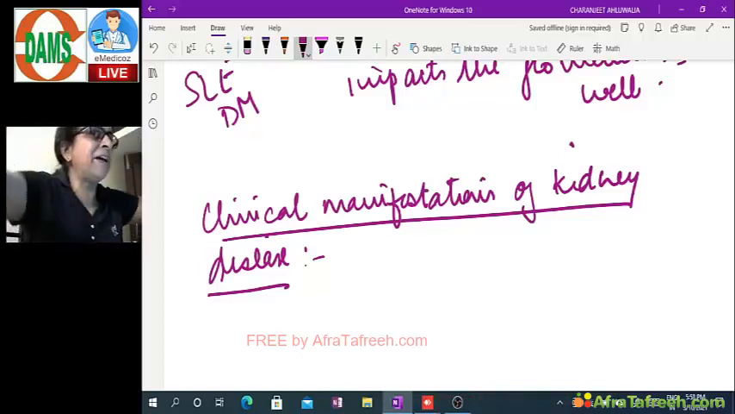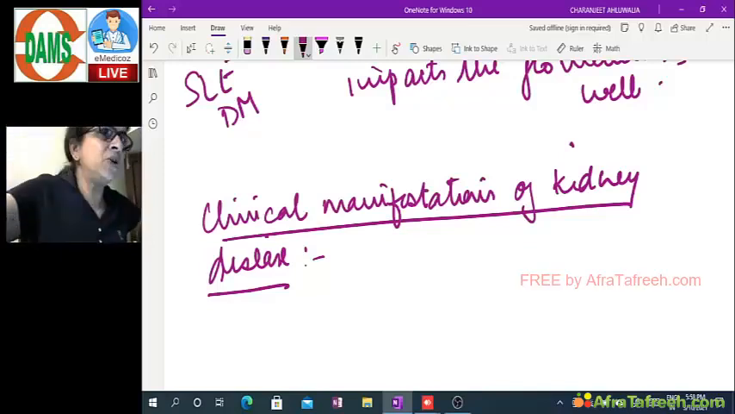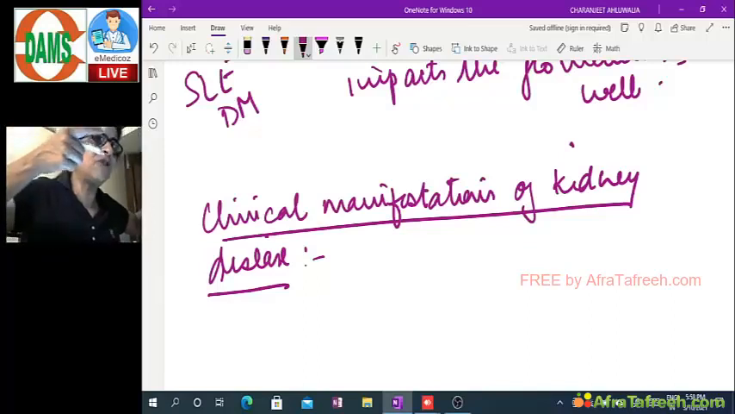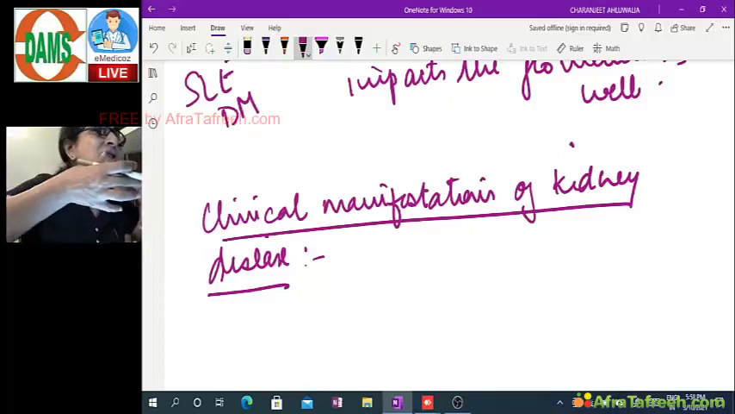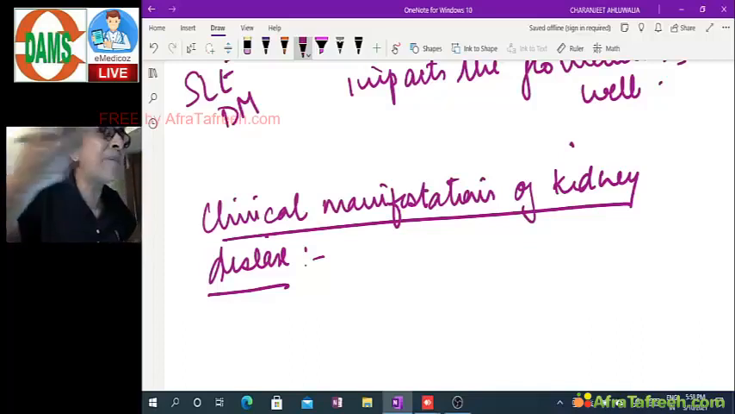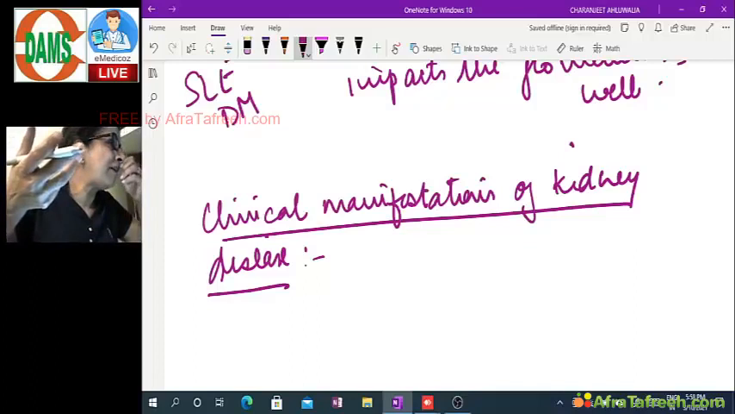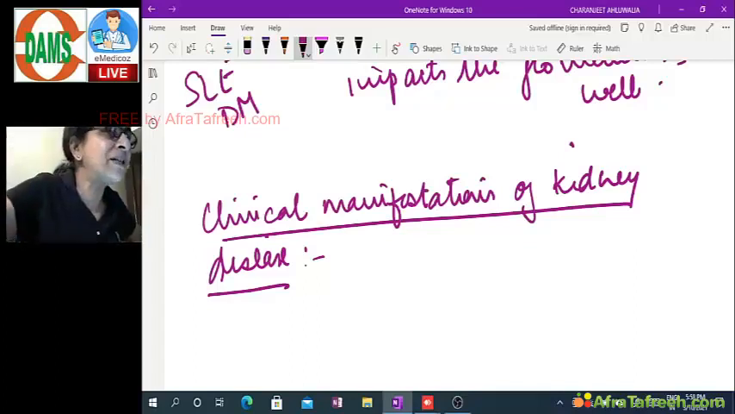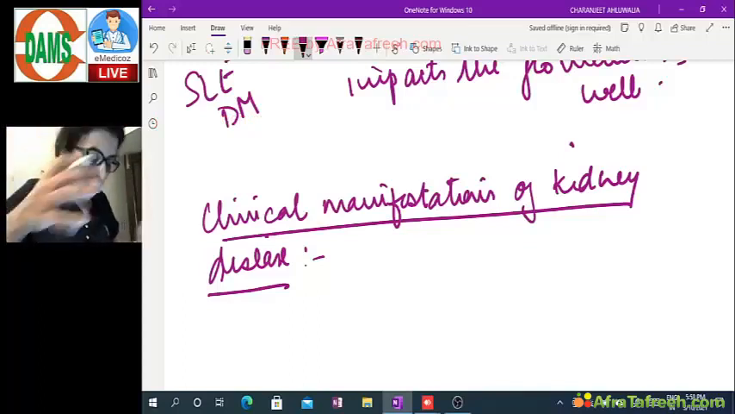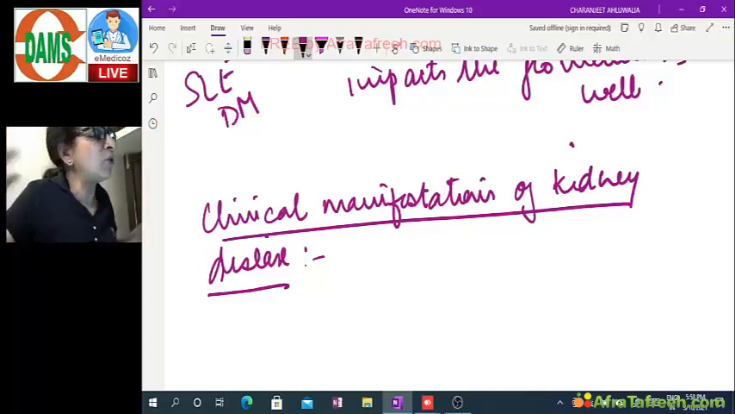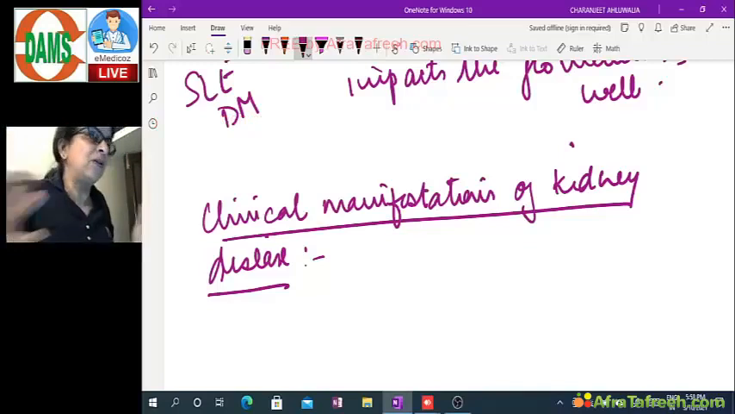Kidney disease can be glomerulonephritis, or it can be tubular. Inflammation of the glomerulus is glomerulonephritis, inflammation of the tubules and the interstitium is tubulointerstitial nephritis, and inflammation of the pelvis and pelvicalyceal system is pyelonephritis, P-Y-E-L-O. Then you can have tumors in the kidney also. So all these are kidney diseases.